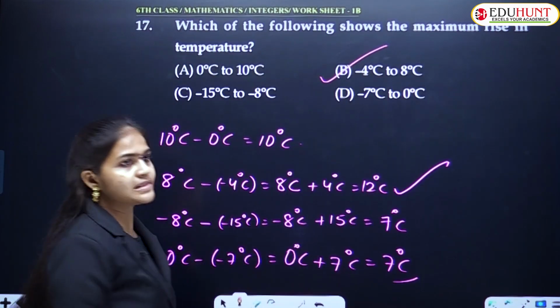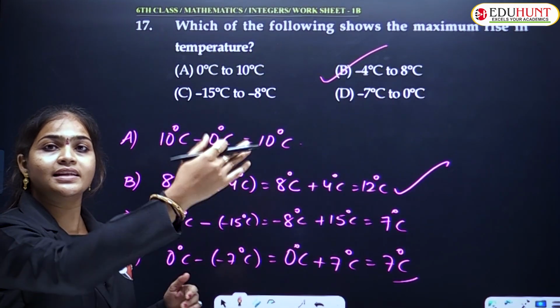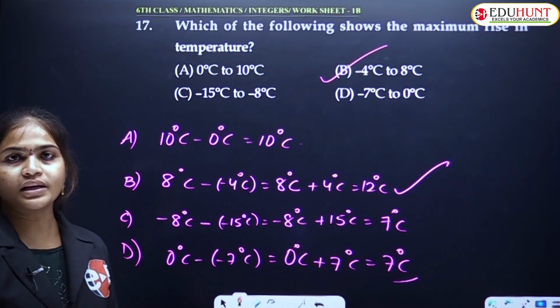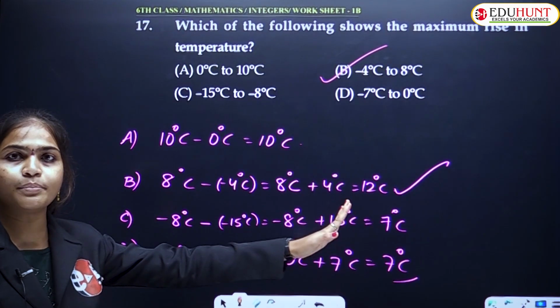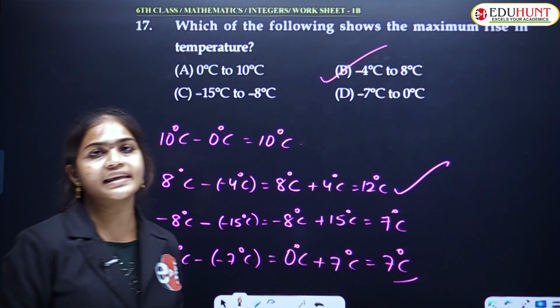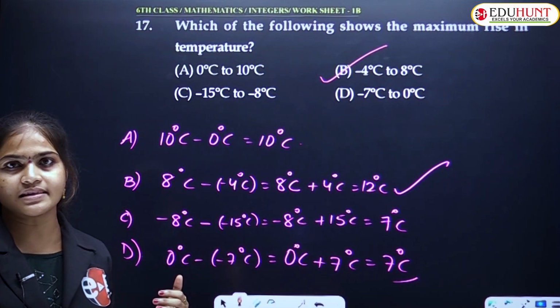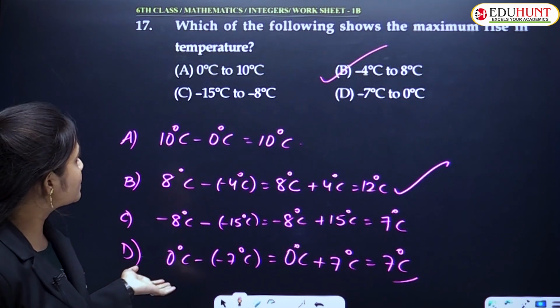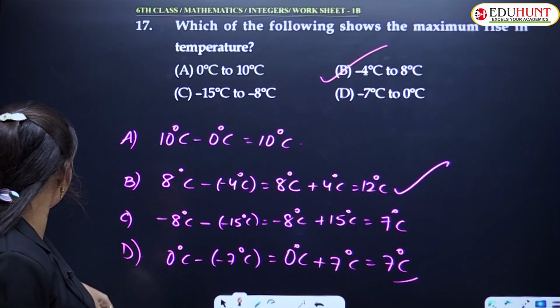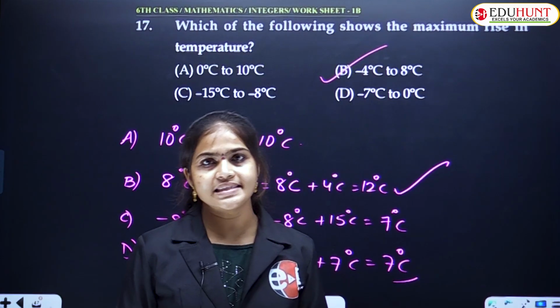Minus 4 degrees Celsius to 8 degrees. Here 12 degrees Celsius increased. Increased means you have to go on the number line from the left side to the right side. Here it increased 12 degrees from minus 4 to plus 8 degrees Celsius. Understand? So which option is correct here? Option B is correct, that is minus 4 degrees Celsius to 8 degrees Celsius.